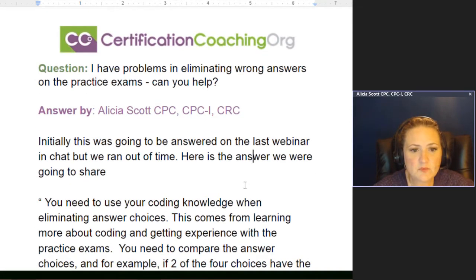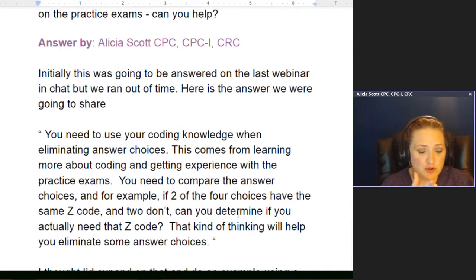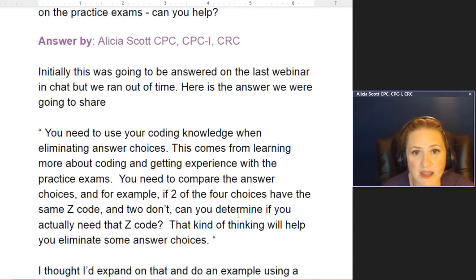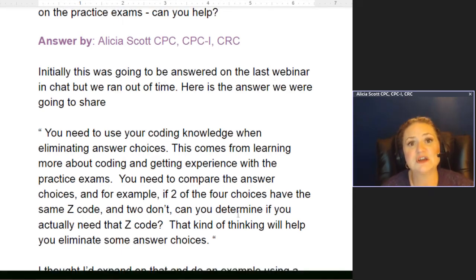Anybody can look up a code, it's like looking up a number in a telephone book. It's so easy to do. What's problematic is coding to the highest specificity, and making sure that you're following the guidelines that are in and surrounding those codes.